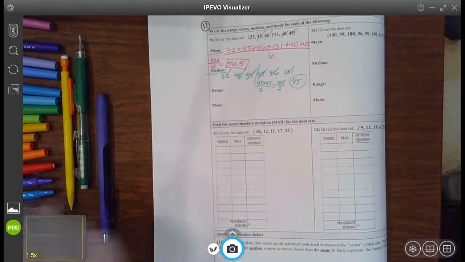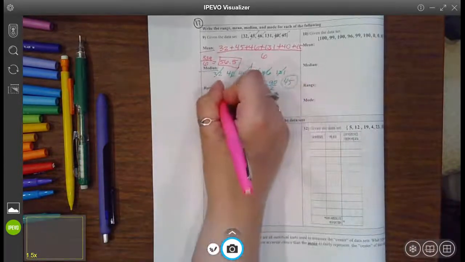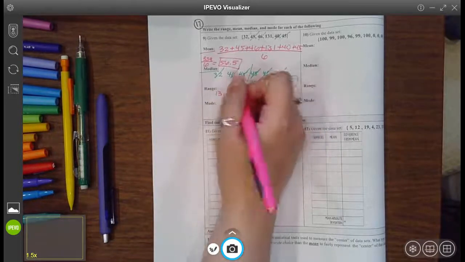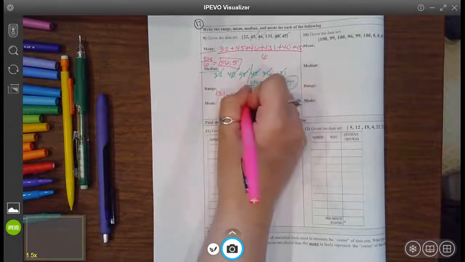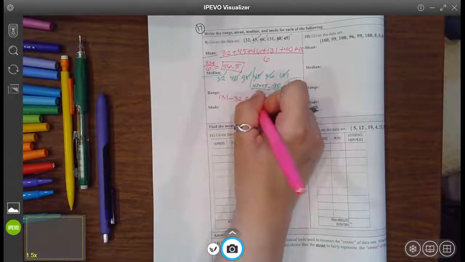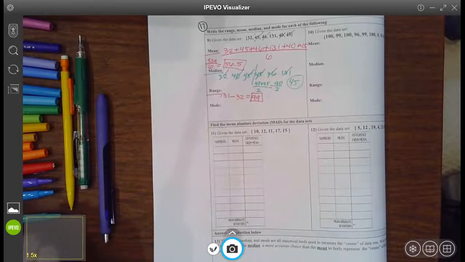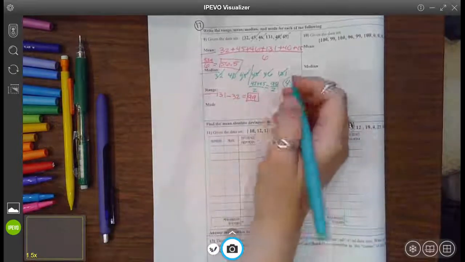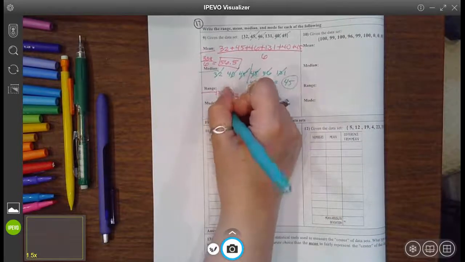Okay, the range, how far does it range from? The biggest was 131. That sure is an outlier. Minus 32. Okay, when you subtract those, you get 99 for your range. And finally, the mode, there was only one that happened more than once, and that was 45.